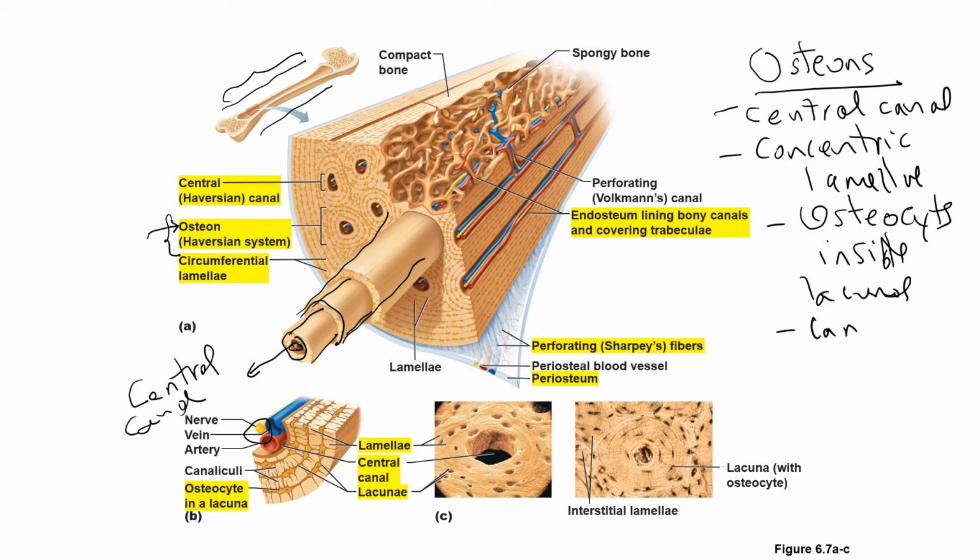In between osteons, there will be the remnants of old, now destroyed osteons or Haversian systems. These are the old osteons that have been replaced by new osteons. So these remnants are called interstitial lamellae.